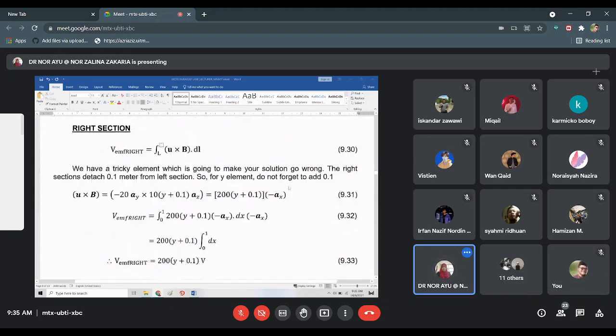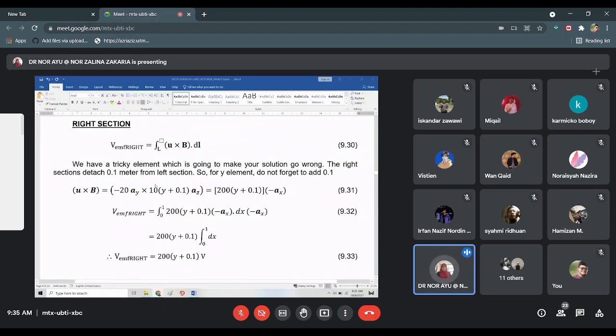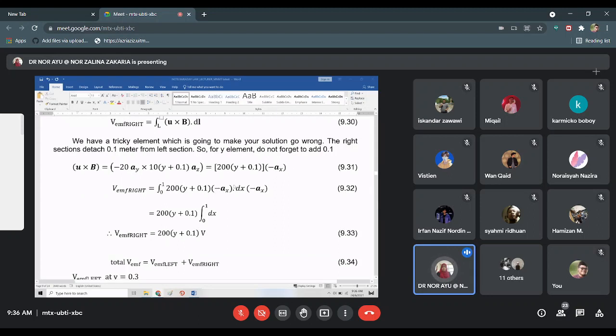Okay, so you can see here, this is your U and this is your B. So B is 10 times (y plus 0.1). Alright. Okay, of course you will get ax, but we have this negative value over here, so the direction will be negative ax. Then we substitute inside the equations, and you know that dl is dx also, and the direction must follow the cross product direction, which is negative ax. Because this is negative ax, the limit of your integration will be a positive value. So it will start from 0 until 1. Alright. And the final answer for your VEMF is 200(Y plus 0.1) volt.